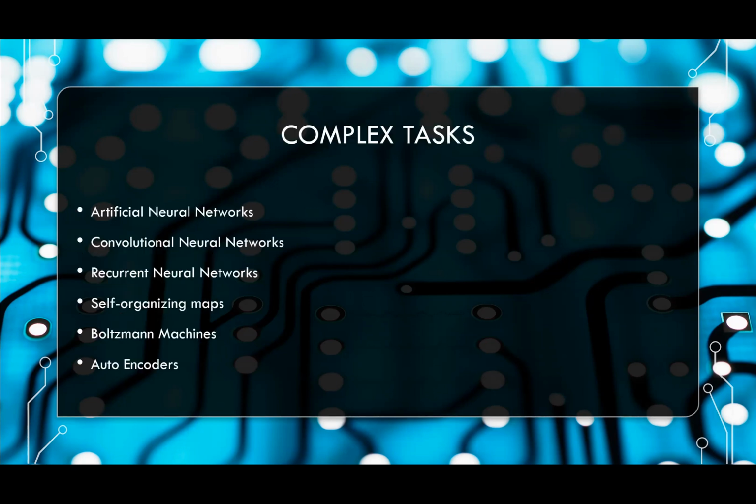And those complex tasks include artificial neural networks, which are used for regression and classification, and convolutional neural networks for computer vision. This is a type of neural network that captures more complex features within its input data. They're constructed with a sequence of layers, such as the convolutional layer, the max pooling layer, and the fully connected layer. It then computes the dot product between them.